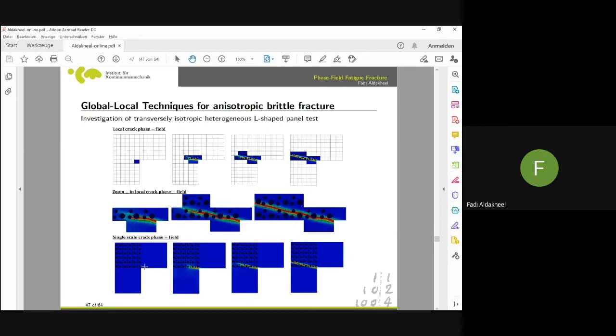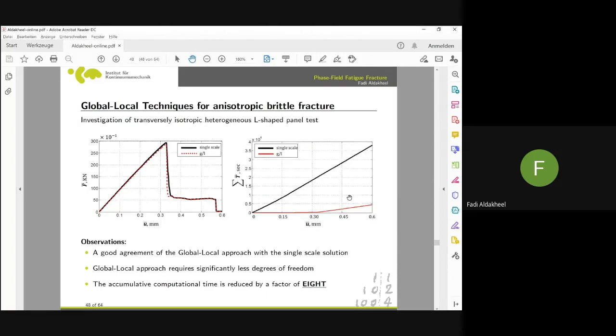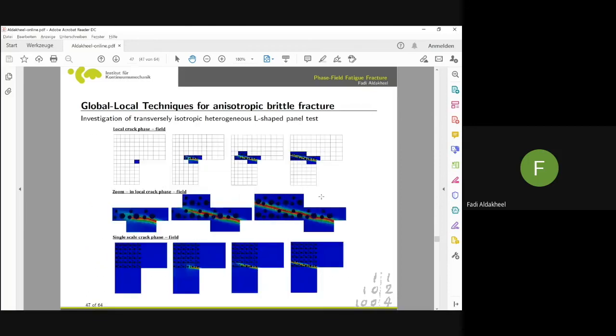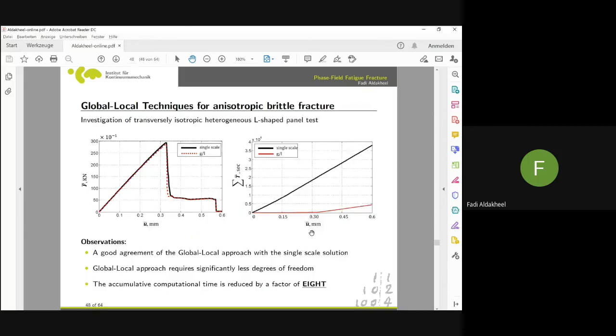Well, this is not the case with the global local. You start only with linear elasticity. You have no fracture at the beginning, only an elasticity problem. And then when the fracture starts, you go to the microscopic level, you solve the simulation and you project back to the macroscopic level. Because of that, you have fewer degrees of freedom. Fewer degrees of freedom, less computation time. And that's what we gain with the problem here.